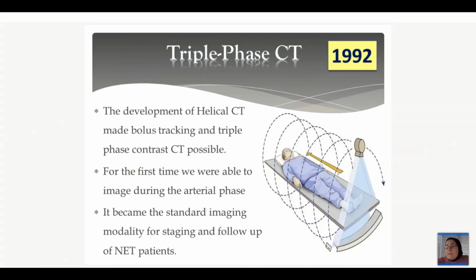In the early 90s, with the development of the helical CT, which is a fast CT scanner, it was a big step up for us because finally we were able to image at the arterial phase and see the arterially enhancing lesions, including neuroendocrine tumor. That improved our ability to detect these lesions early on.